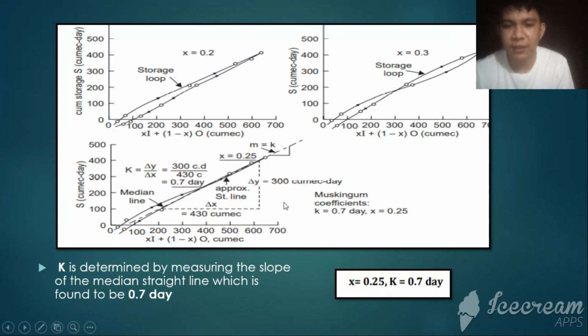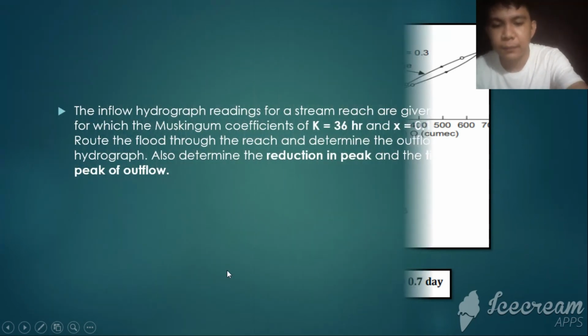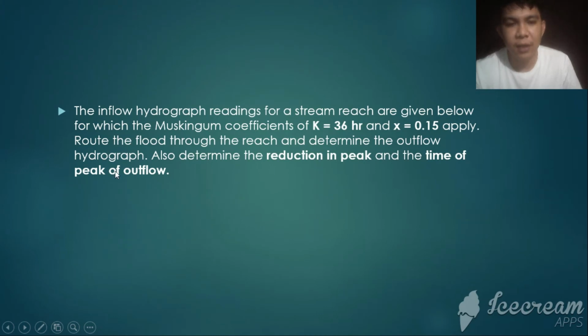Ang answer po is kani siya na graph. X equals to 0.25 and k is equals to 0.7. So, mao na ni siya. So, next example, gikan gihapon sa sim.